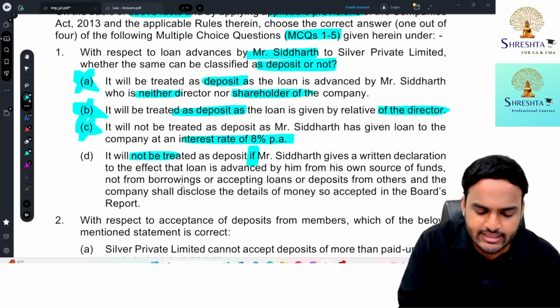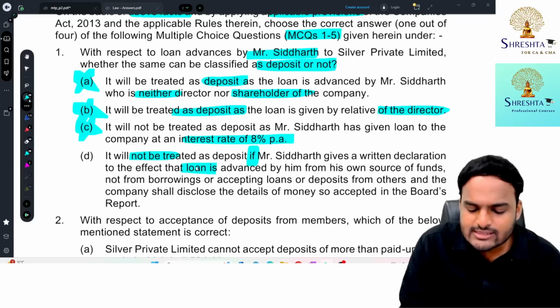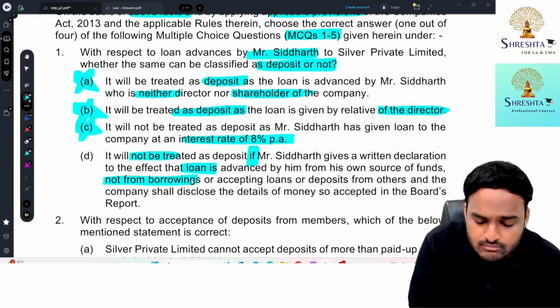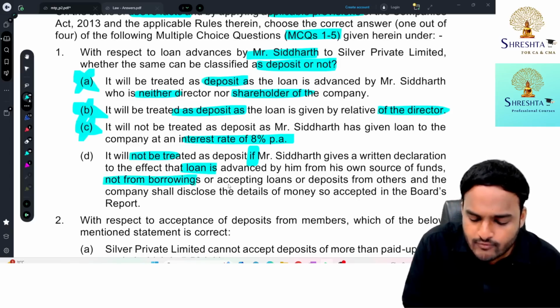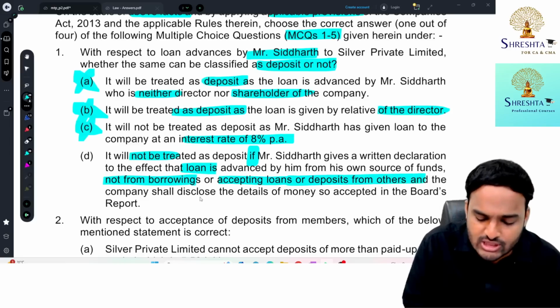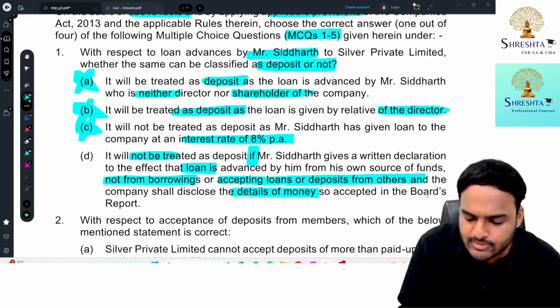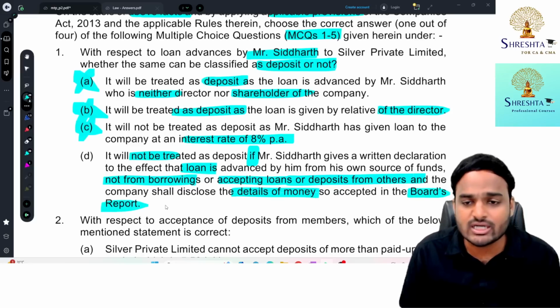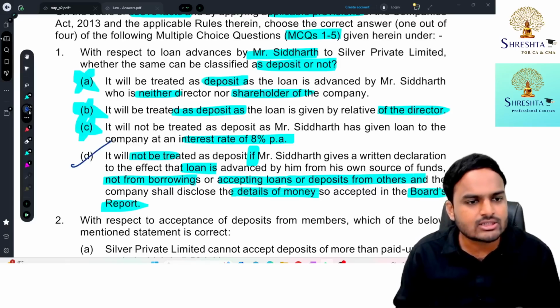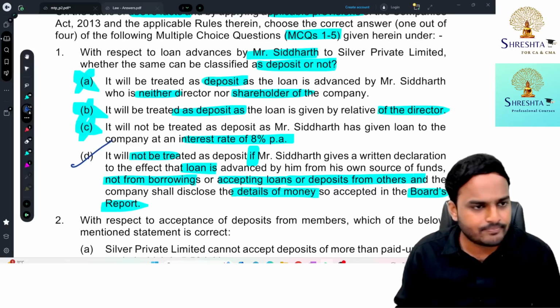Siddharth gives a written declaration to the effect that the loan is advanced by him from his own sources of funds, not from borrowings or from accepting loans or deposits from others, and the company shall disclose the details of money so accepted in the board report. If these two conditions are satisfied, then it is not treated as a deposit. So the correct option is option D.